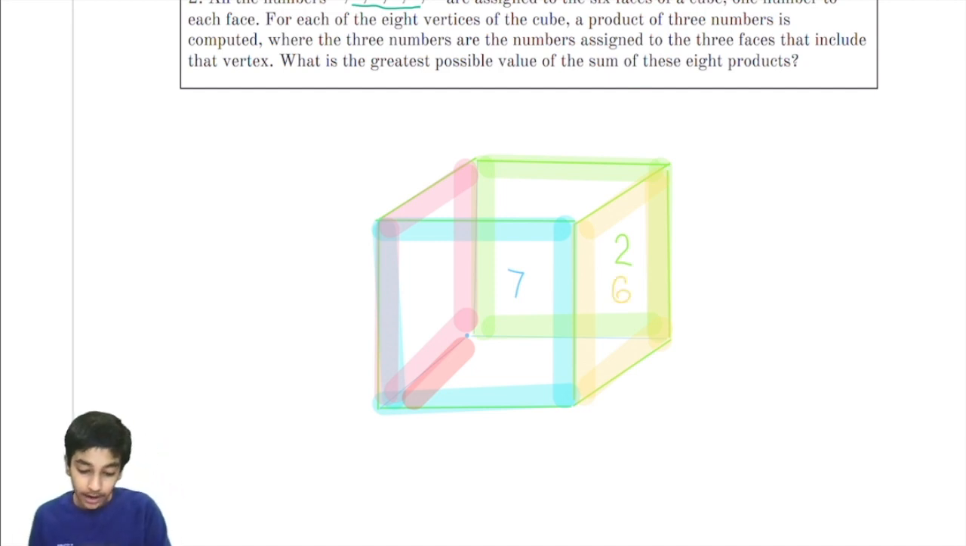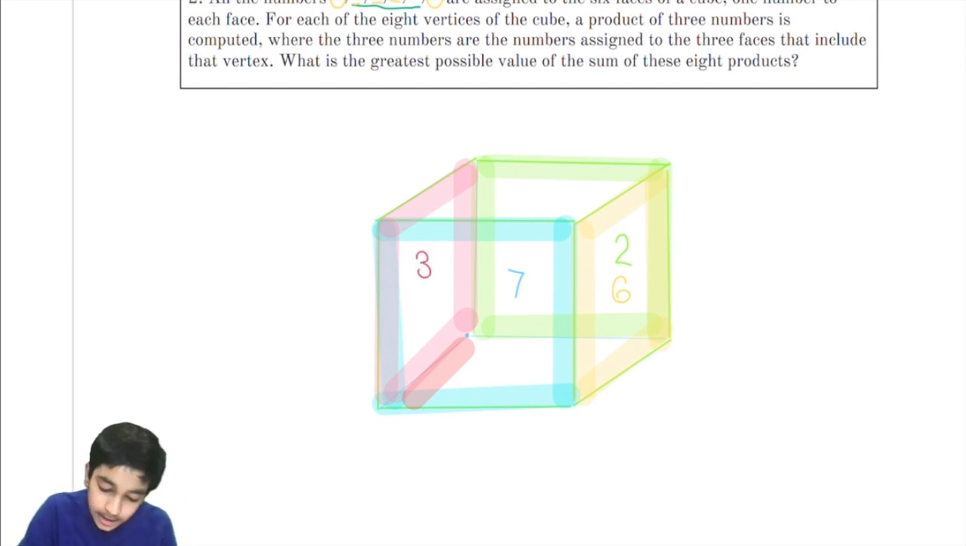So if 6 goes on the yellow face to the right, now we know that 6 is already being multiplied by 2 and 7. So now out of the remaining faces, 3, 4, and 5, we must choose one face for 6 not to multiply. And 3 is the smallest amongst all 3, so we don't want to multiply 6 by 3, because multiplying smaller numbers is never good. So then we're going to put a 3 on the opposite face of the 6.